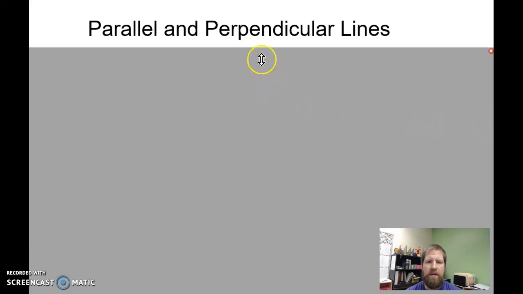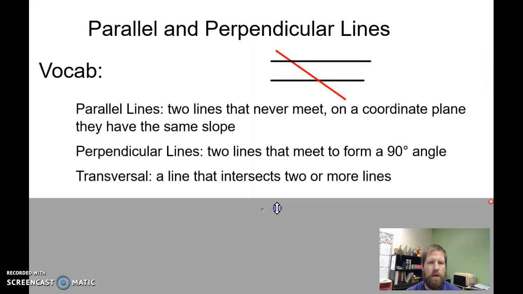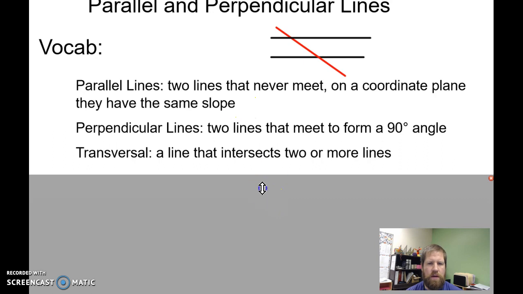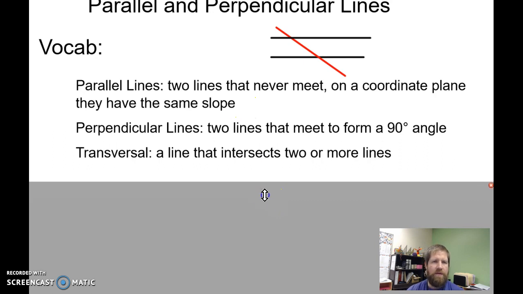Parallel and perpendicular lines. So our three vocab, at least two of them are probably going to be familiar to you. Our first one is parallel lines. So these are two lines that never meet. Okay, they'll go on forever and never meet. If they're on a coordinate plane, they have the same slope.